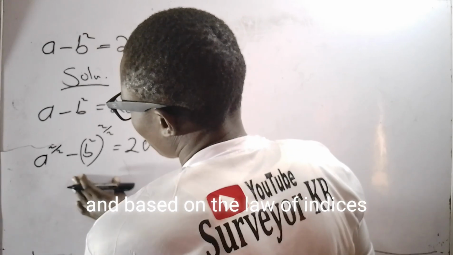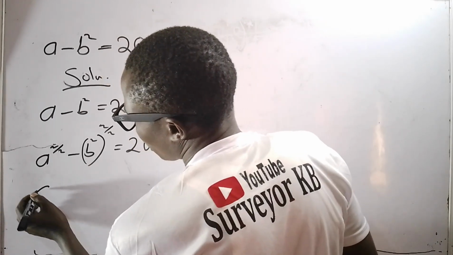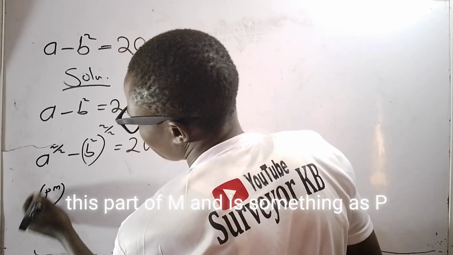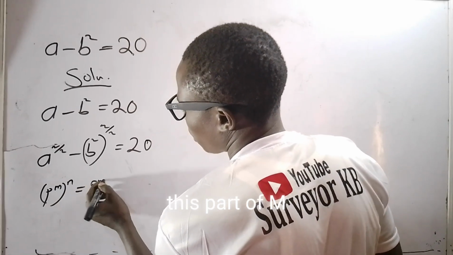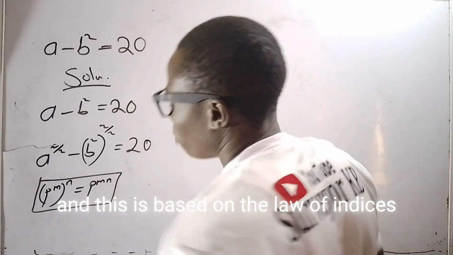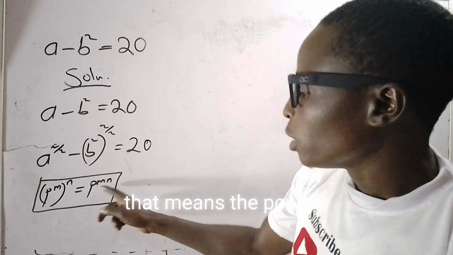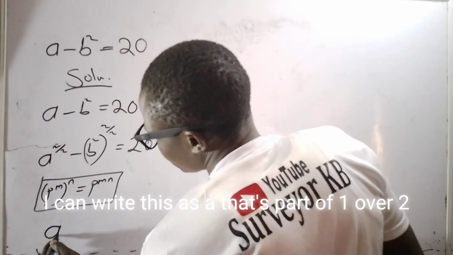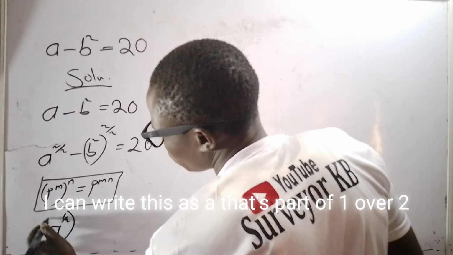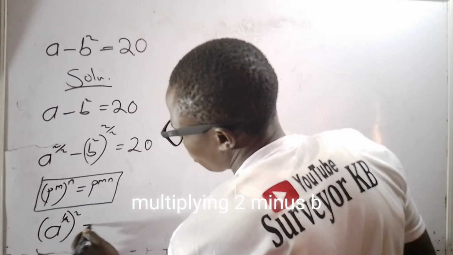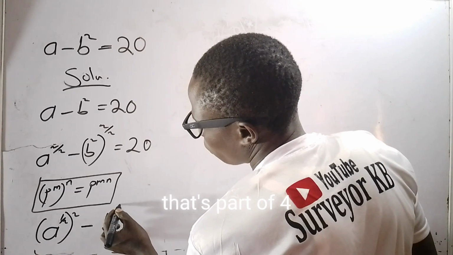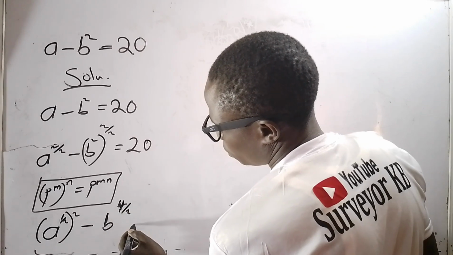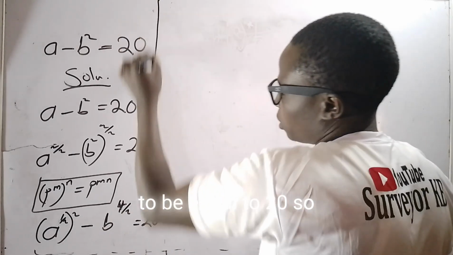And based on the law of indices, whenever I have p raised to the power of m, raised to the power of n, it is the same as p raised to the power of m times n. That means the powers will multiply each other. So I can write this as a raised to the power of 1 over 2 times 2, minus b raised to the power of 4 over 2, to be equal to 20.